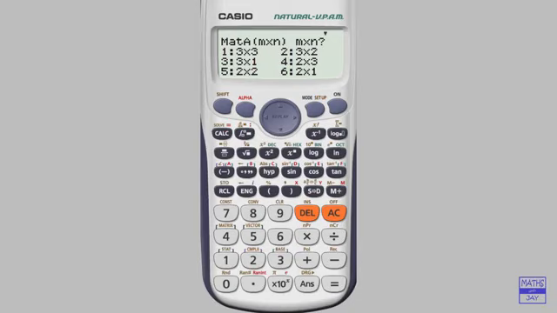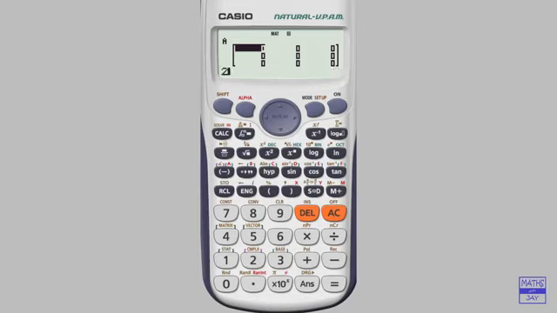And if you're going to be finding the inverse of a matrix, it needs to be a square matrix, so you would either want to choose 1 or 5 at this stage. We're going to go for a 3 by 3, so that's number 1. And then we're given a matrix with all its elements 0. So all we do now is key in the elements that we want in our matrix.